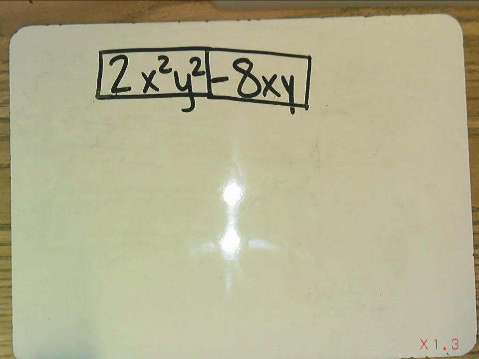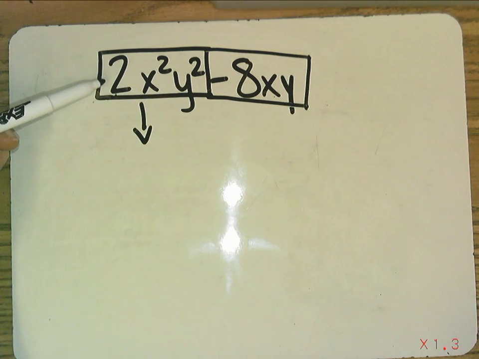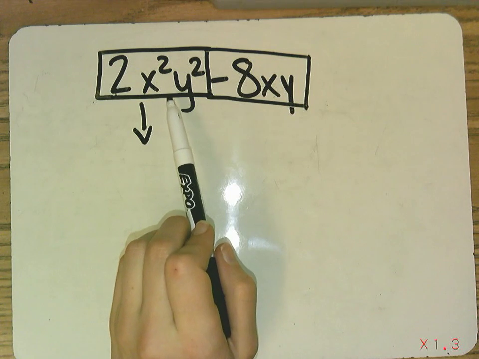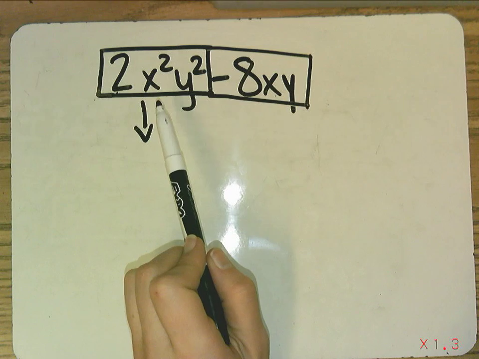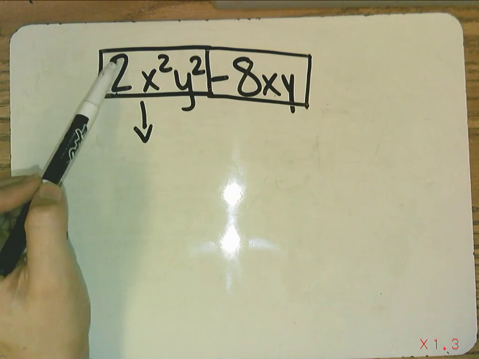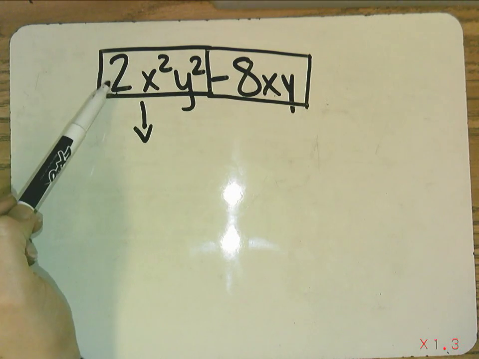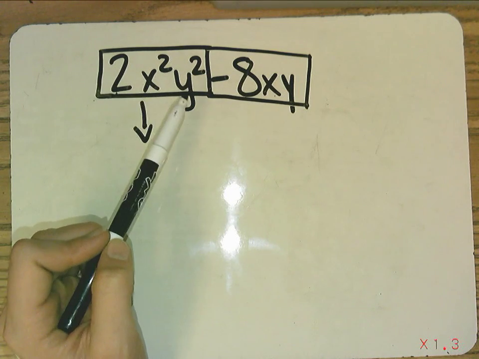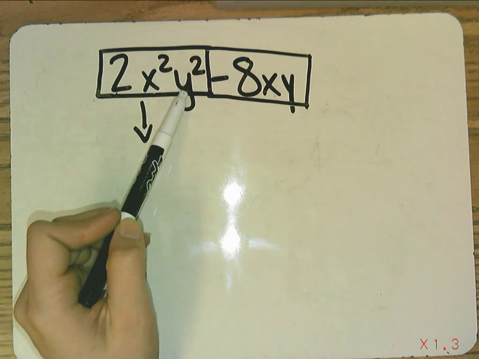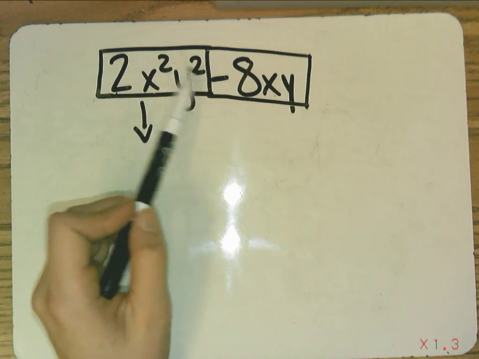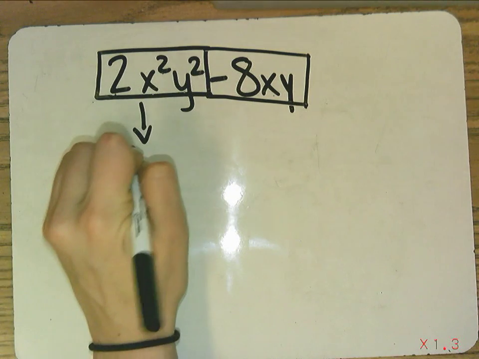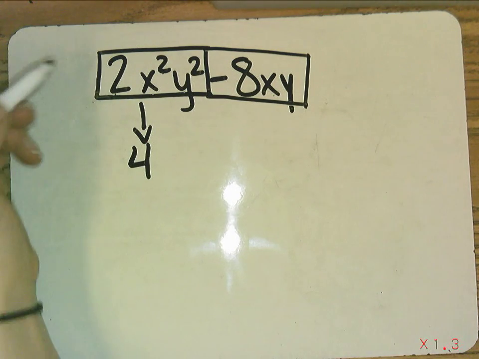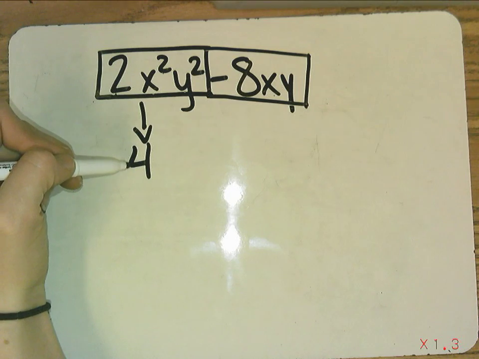I'm going to look at the degree of each term. The degree of this first term is just like finding the degree of any monomial. We need the sum of the exponents of the variables. So I don't care what the exponent of my number is. I only care about the exponents of the variables. Here I have the variables x and y. They each have an exponent of 2. I want the sum of these exponents, so 2 plus 2 gives me a degree of 4. So this term has a degree of 4.